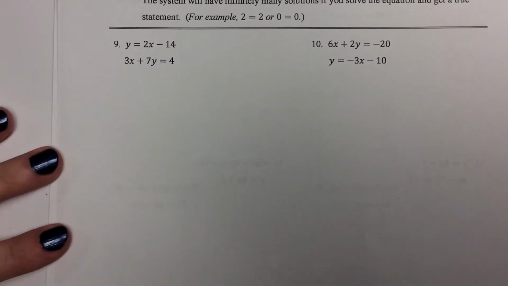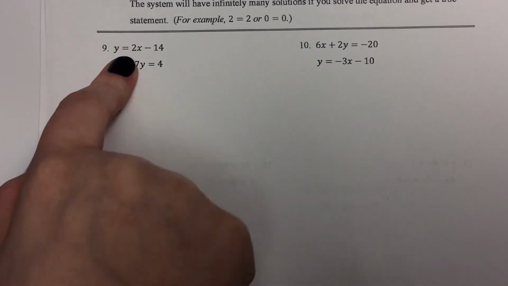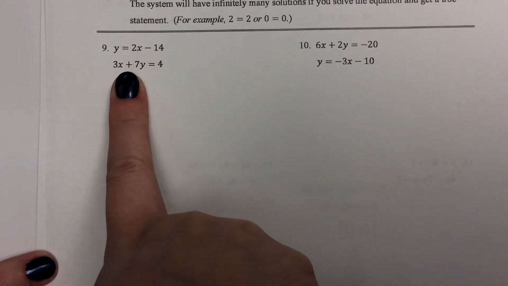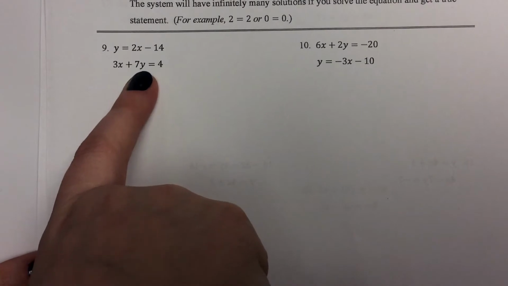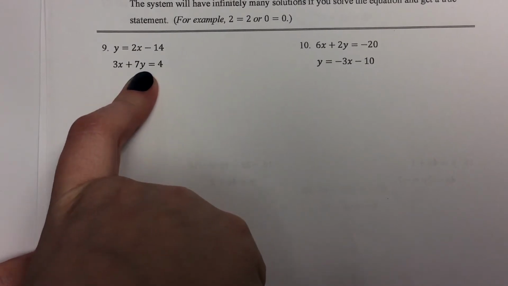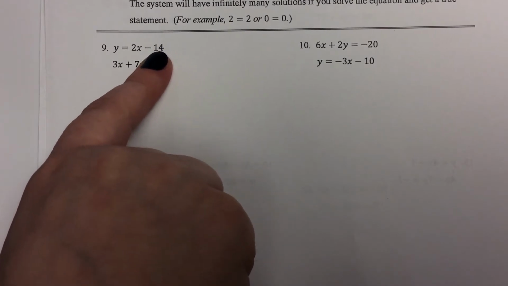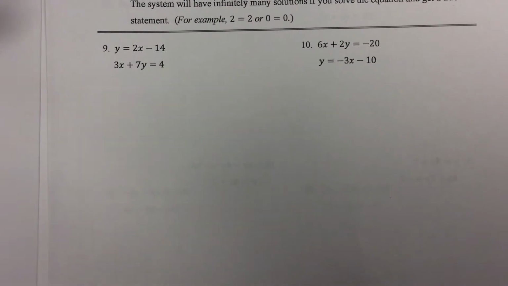All right, so let's look at example number 9. Now, in this example, you're going to notice that one of your equations is solved in slope-intercept form, meaning that it's solved for y, and the other equation is in standard form. Now, substitution, you're going to notice, works the best when you have one of each form. Can you use it in other circumstances? Yeah, you would just have to then convert one of your equations into slope-intercept form and leave the other one standard.